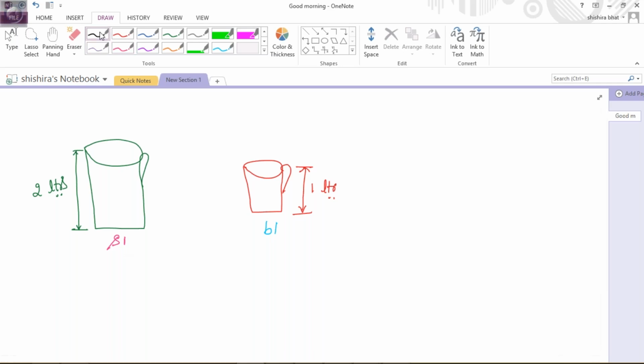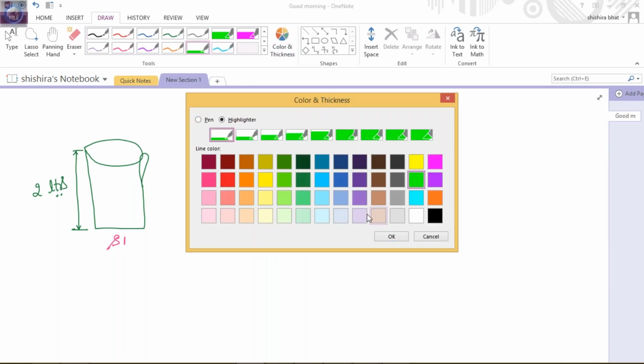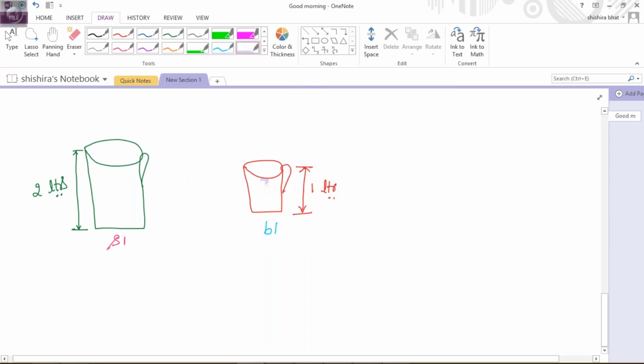Now the question is this: can I take the water, which is filled in this, and pour it into this? Is it possible to store the water which is present in B1 in S1? Answer me. Okay, so most of you are answering yes. Why? How yes?